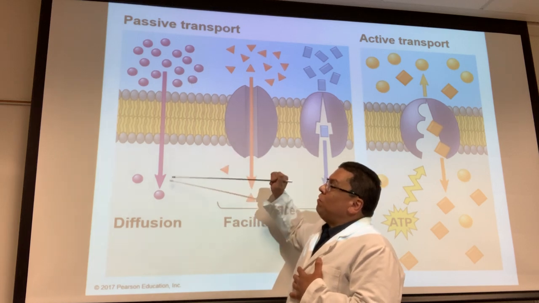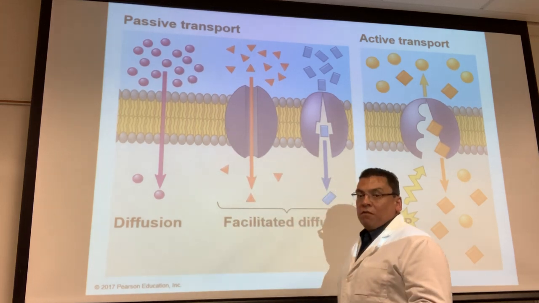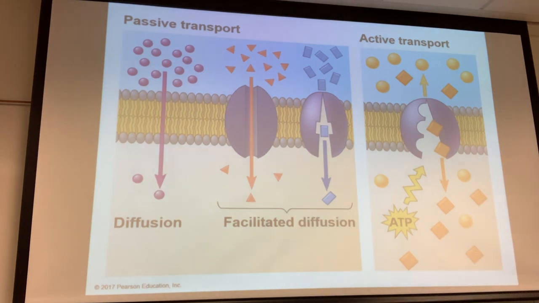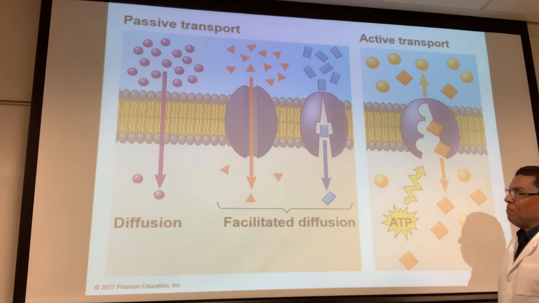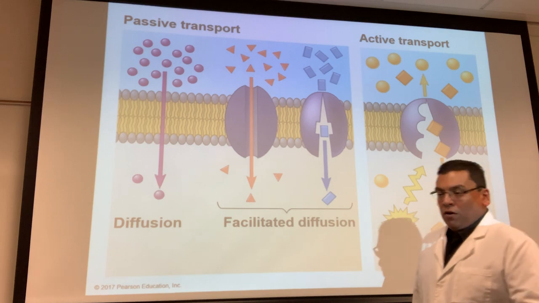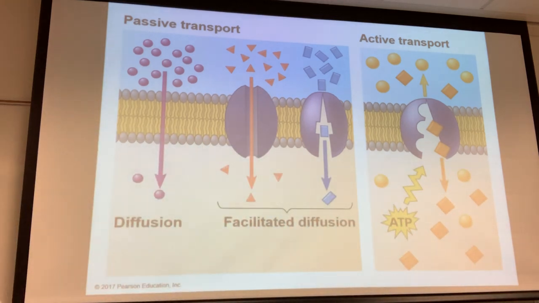These molecules will move from high to low. I don't need energy in the form of ATP, okay? So the energy that is being used is the potential energy itself, the energy harnessed in the gradient. Because of that, that is called passive transport.